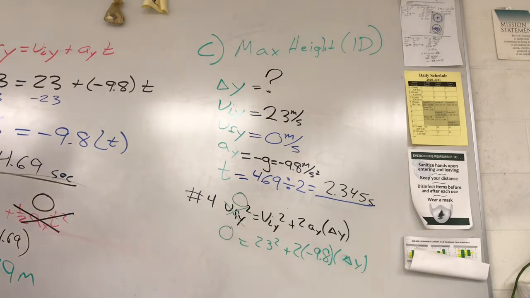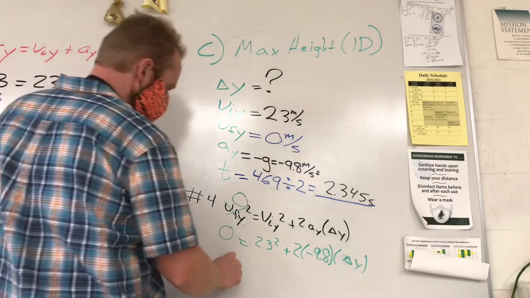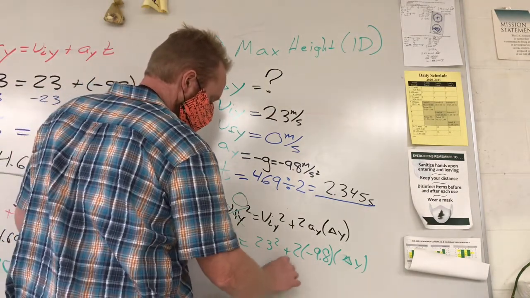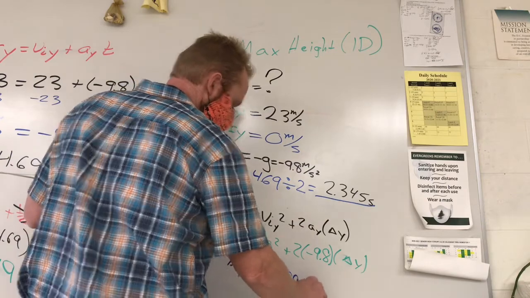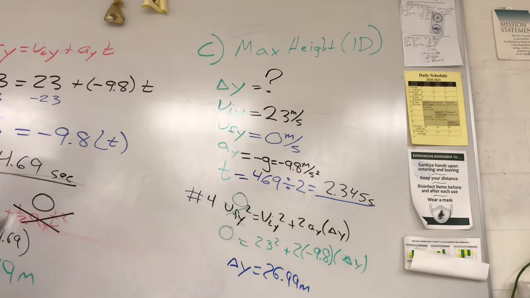We get a max height of 26.99 meters. That is what I got. 23 squared divided by 19.6. Yeah.